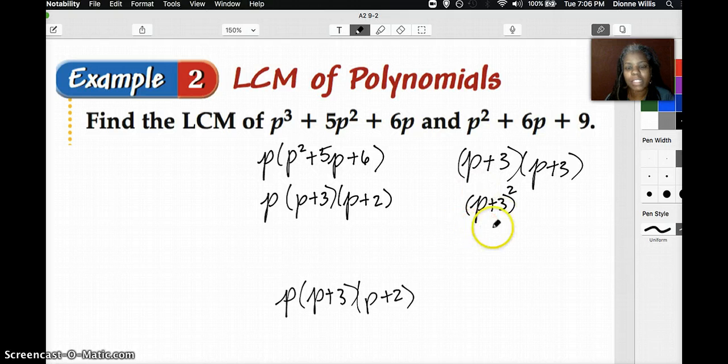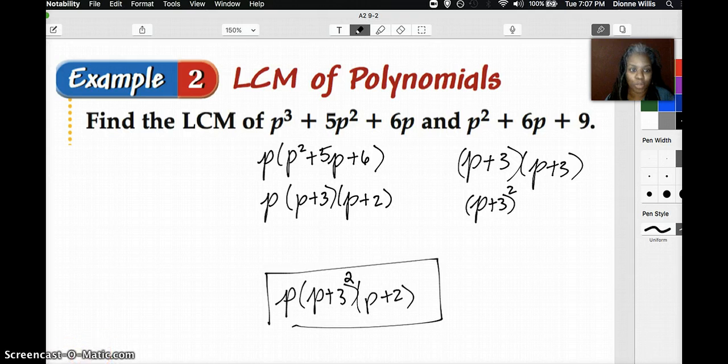But now I'm going to see what I need to add. I need p plus 3 twice. I need 2 factors of p plus 3. And I don't have that. I only have 1 factor of p plus 3. So in order to get that, I'm going to have to add the next one in there. So now instead of just p plus 3, it's p plus 3 squared. And so now you can see that each of these polynomials can divide evenly into this new polynomial combination, which would be the least common multiple.